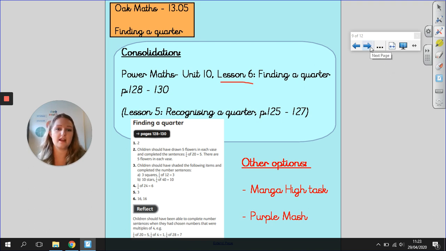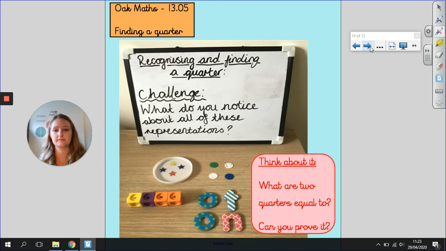If you would like a challenge, have a look at this. What do you notice about all of these representations? Have a look carefully. What do you notice about all of those? What do they all have in common? Okay, think about it. What are 2/4 equal to? What are 2/4 equal to? And can you prove it?